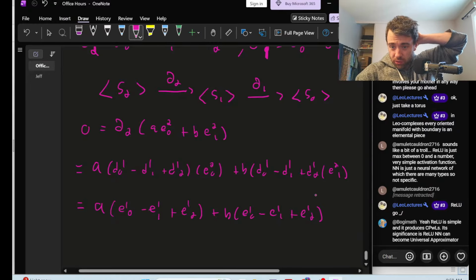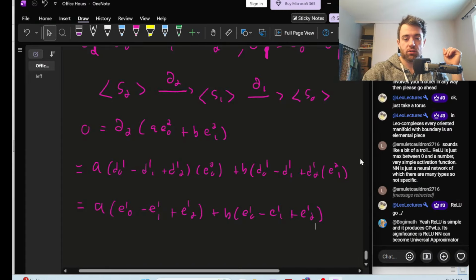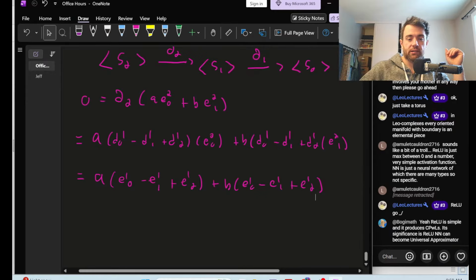ReLU is simple and it produces CPWLs. Yeah. I know nothing of this thing.